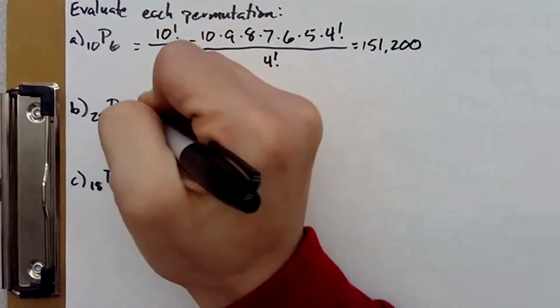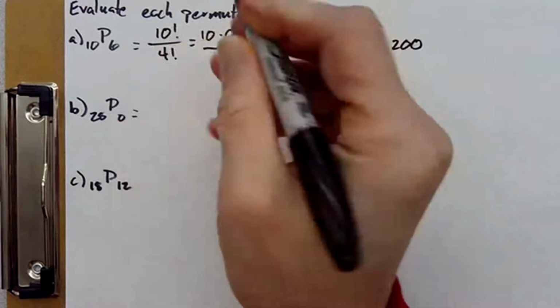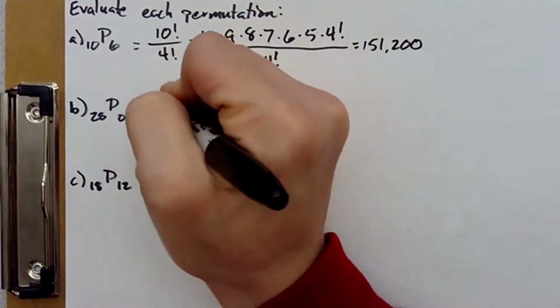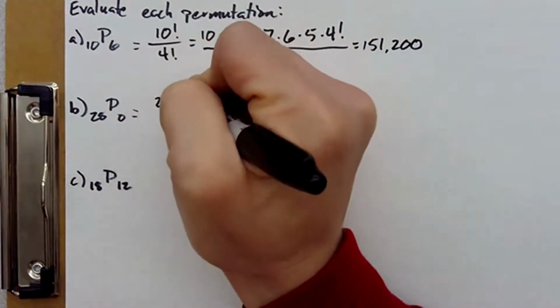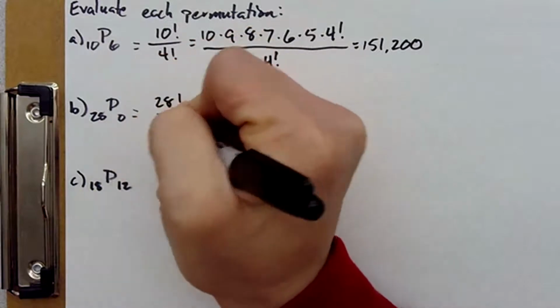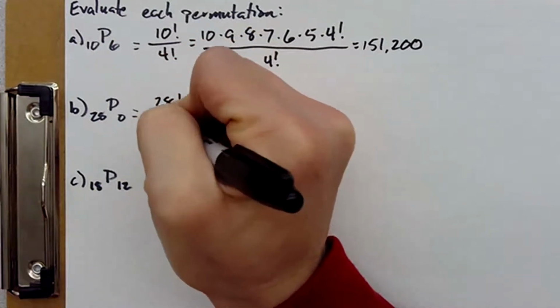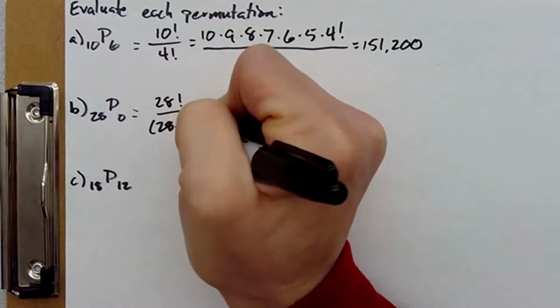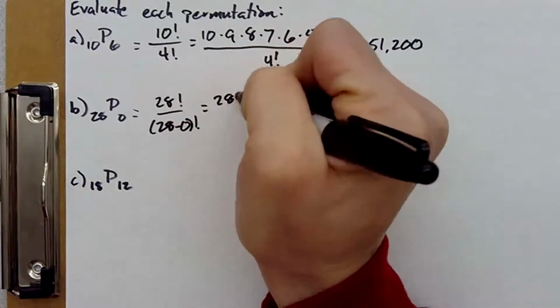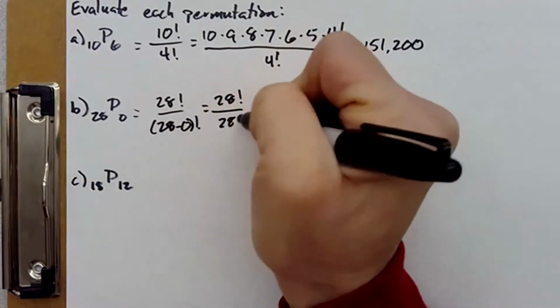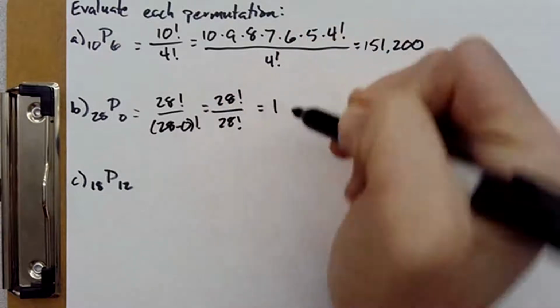28 pick 0 is going to be 28 factorial over 28 minus 0 factorial. It's 28 factorial over 28 factorial, which is 1.